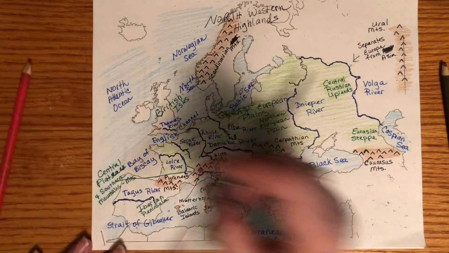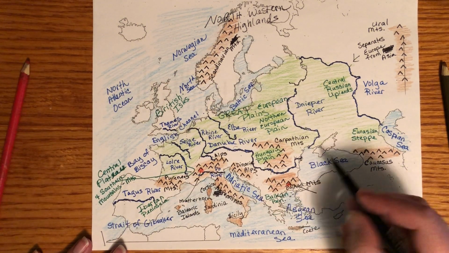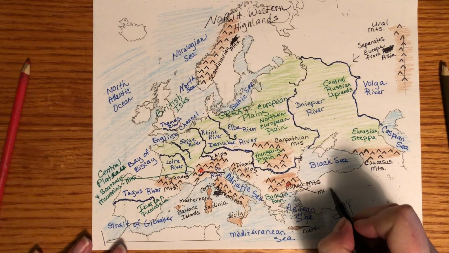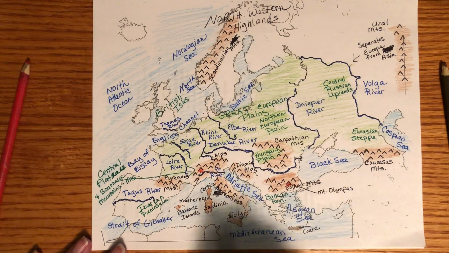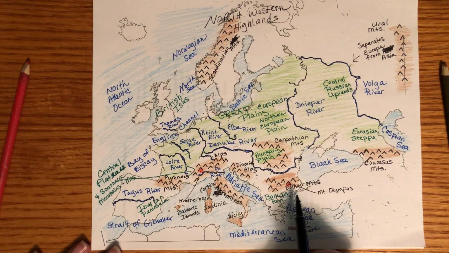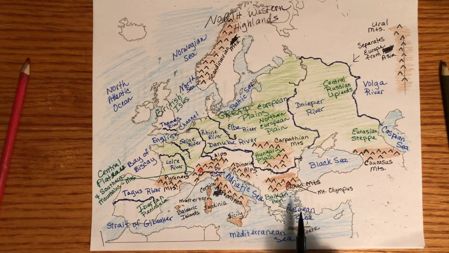This is called Mount Olympus. M-T-O-L-Y-M-P-U-S. And this is part of the Balkans. That is the highest mountain in Greece. It's located on the Olympus range on the border between Thessaly and Macedonia.